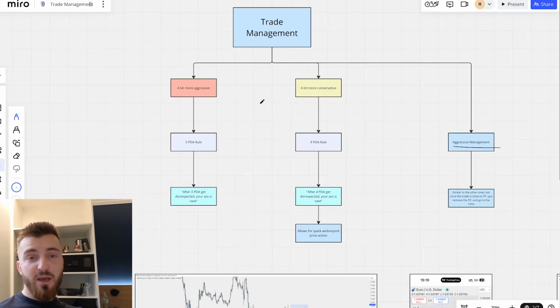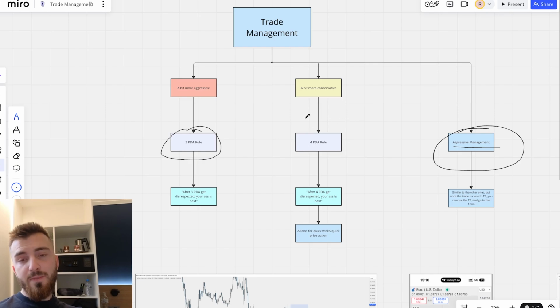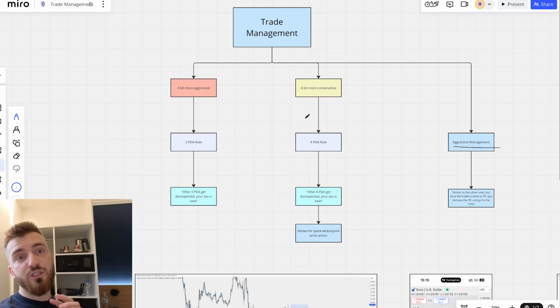Keep it very simple. If you are confused about this one, just focus on this one, three or 4 PD arrays. And with that being said, I hope you enjoyed, and I will see you in the next one.